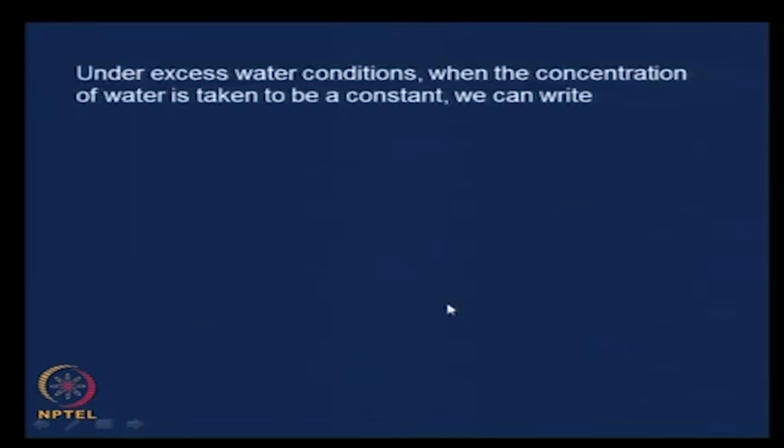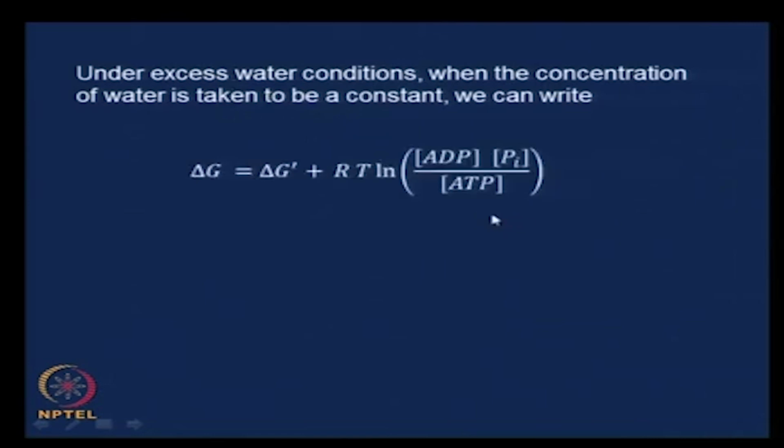ATP, ADP and Pi are the species whose concentrations we knew earlier. Under excess water conditions, when the concentration of water can be taken to be a constant, I hope you recall this trick that we use, we can say that delta G equals delta G dash plus RT ln the concentration of the products, sorry, this is hydrolysis of ATP. So, the concentration of the product ADP and the concentration of the other product Pi divided by the concentration of ATP.